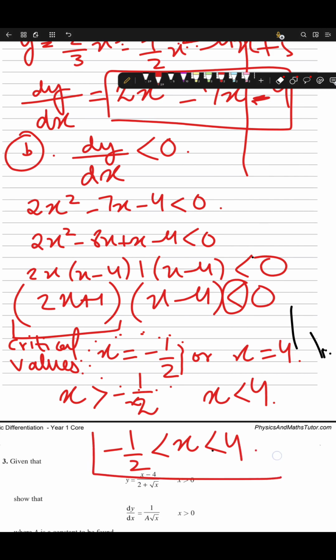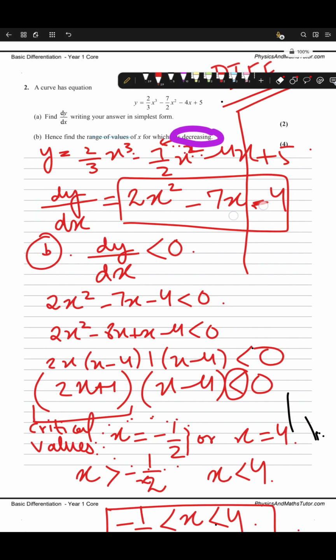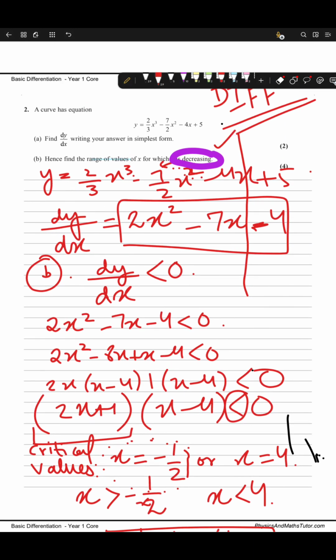So this is the range of values of x for which the gradient is negative. If y is decreasing, and this is a cubic curve, it has to be something like this. If it's decreasing, it has to be this part, right? So that's it for this question.